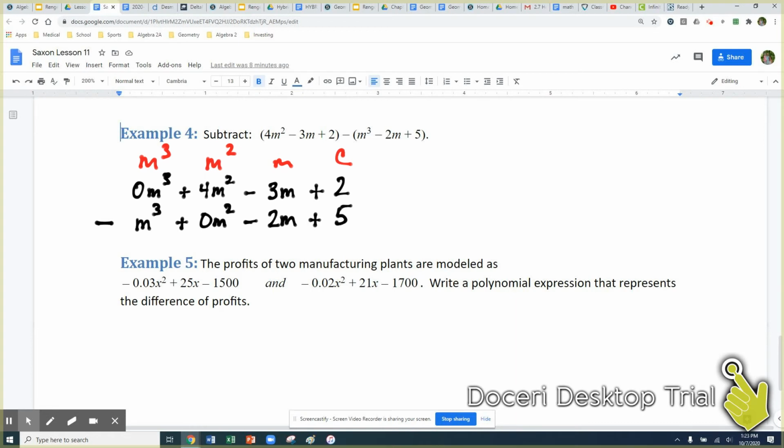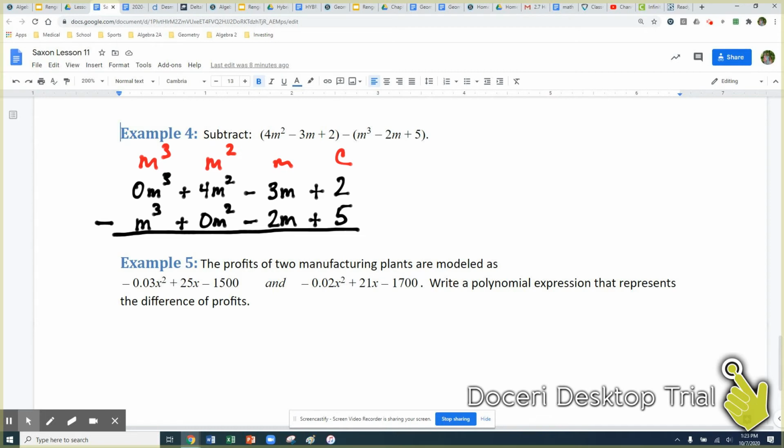So I'm organizing all my m to the thirds. If I don't have one, I'll put a 0 term in. My m squareds are all lined up. If I don't have an m squared, which I don't in this polynomial, I'll put a 0 term in. All my m's are lined up. So it just helps me get it organized. Then all I have to do now is just do the subtracting with the numbers. I don't need to worry about anything with the variables. The variables will just be part of my result when I add the two numbers together. And I'll put my line underneath to separate my answer.